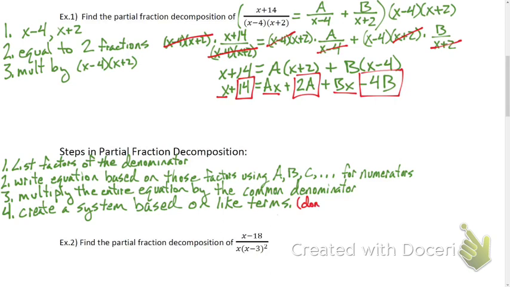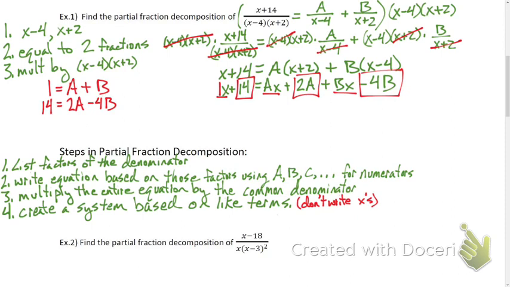Don't write x's. You're just going to write the numbers in front of the x's. The x's are like references. So there's really a 1 in front of that x. So I know 1 equals a plus b. I also know 14 equals 2a minus 4b.